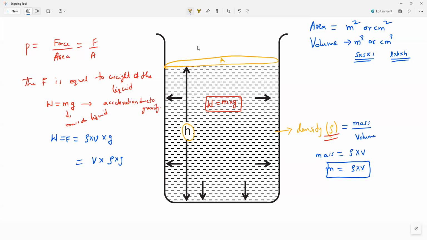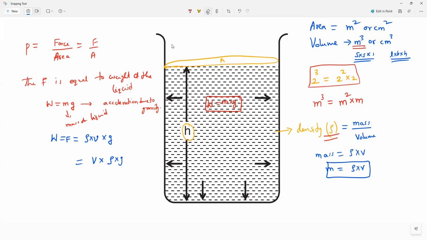Now you observe very carefully. Can I write 2 cube as 2 square into 2? Is it right or wrong? Yes. In the same way, can I write cubic meter as meter square into meter? Can I write it, everyone?